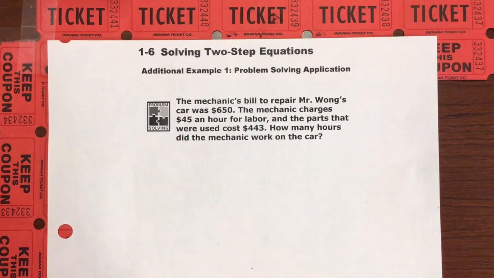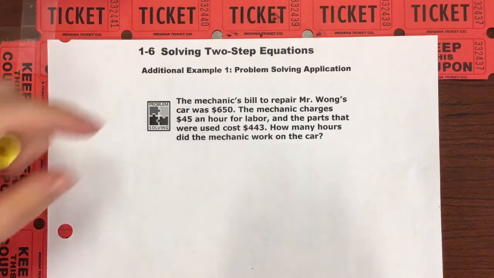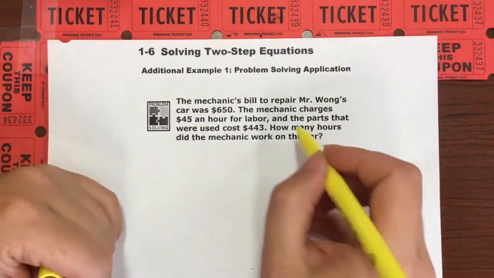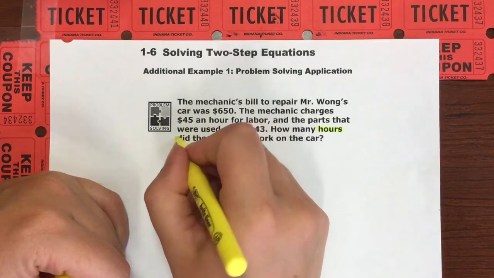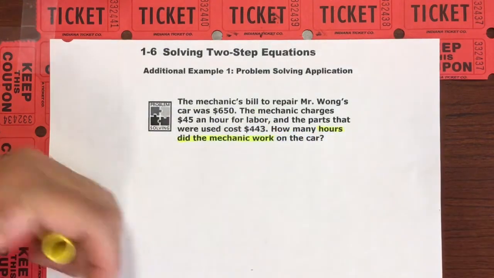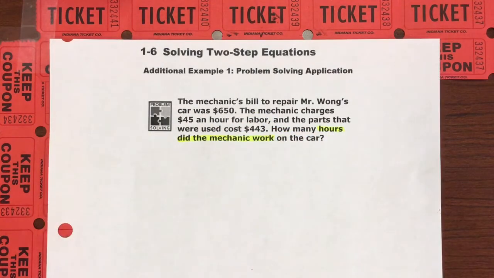So the mechanic's bill to repair Mr. Wong's car was $650. The mechanic charges $45 an hour for labor, and the parts that were used cost $443. How many hours did the mechanic work on the car? All right, so what is the thing that we don't know? Usually, the thing that we don't know is always in the question at the end. So how many hours did the mechanic work? So we don't know how many hours the mechanic worked on the car, right? So that's really going to be our variable.